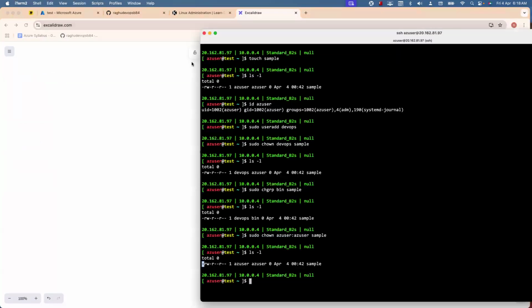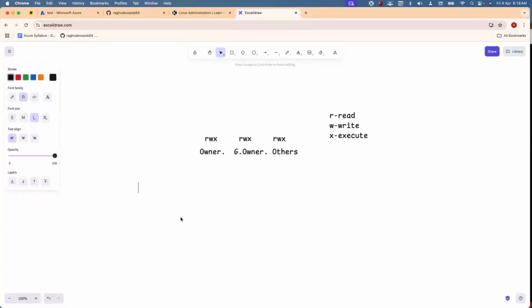Now, what are the permissions that we have on this particular file? These are the permissions which I have. If you compare, the owner can read and write, but can't execute. The group owner can read the file, but doesn't have the other two permissions. And others can just read, not write or execute.